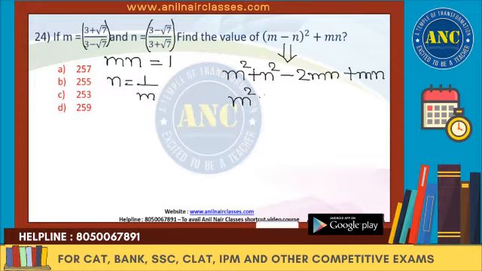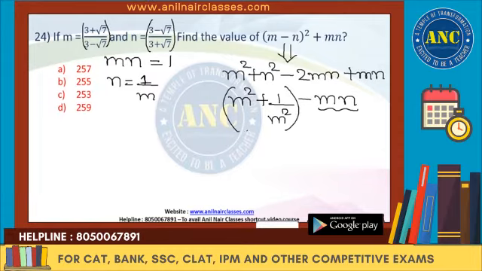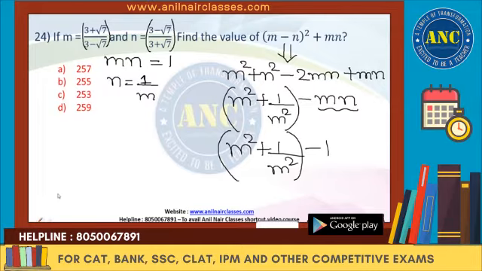So this is m square. n value is 1 by m. n square is 1 by m square, minus 2mn, plus mn. It is minus mn, right? Minus mn. But we know that mn value is nothing but how much? It is 1. So it is m square plus 1 by m square minus 1. But we don't want to simplify the entire thing like the way we solved in method 1 in the previous two questions.